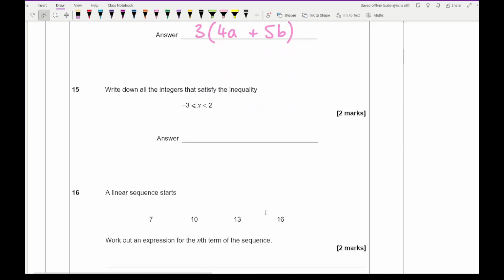Then for question 15, it says write down all the integers that satisfy the inequality. So here, we write down all the numbers between minus 3 and 2. Now, if it's got a little line underneath it, it means it can equal that number. If it hasn't, I need to get rid of that number. So the possible numbers are minus 3, minus 2, minus 1, 0 and 1.